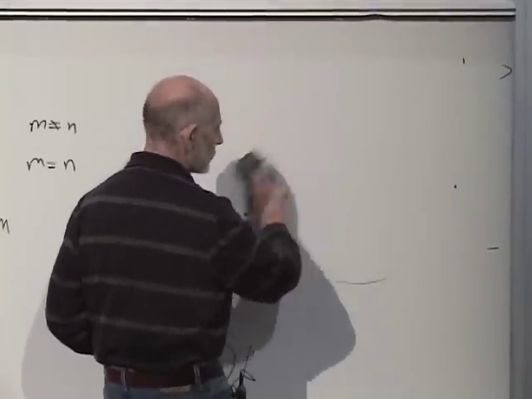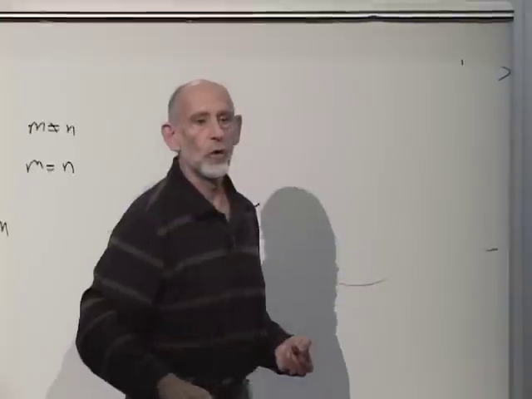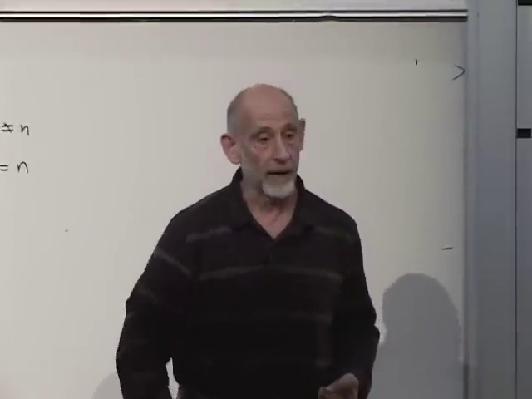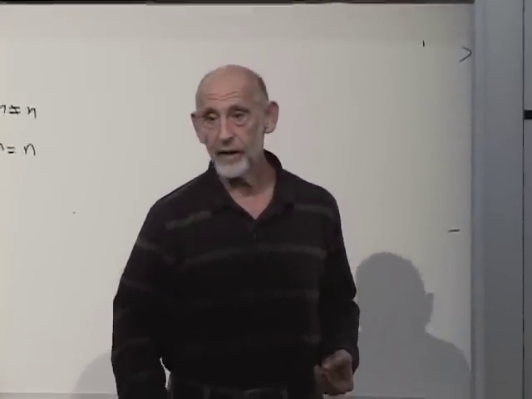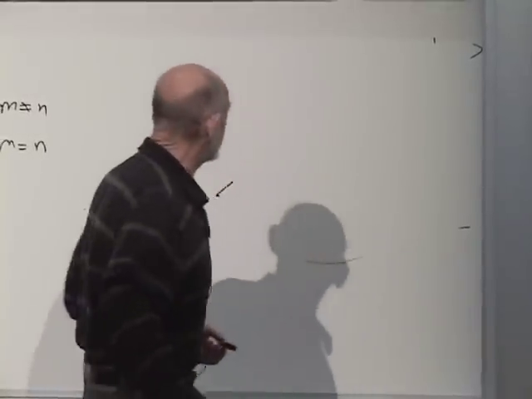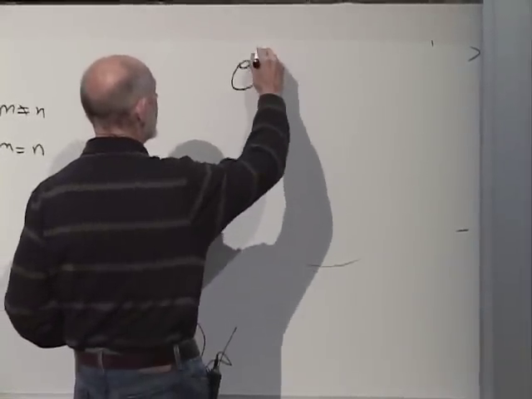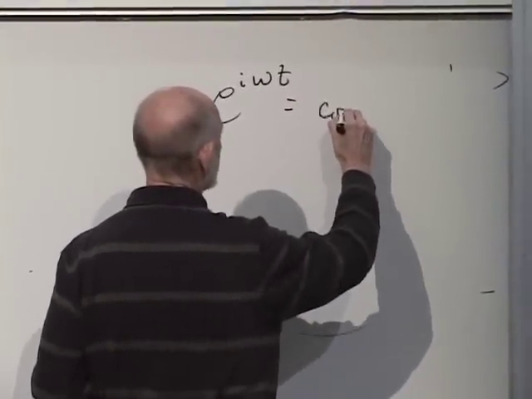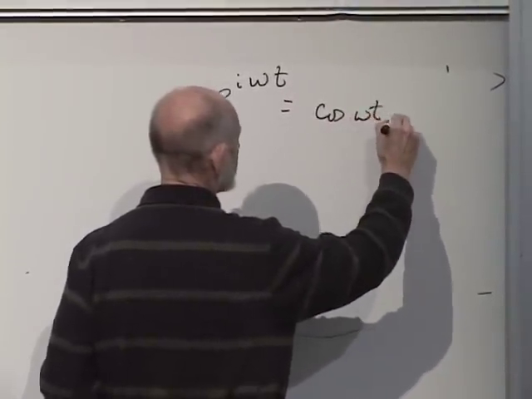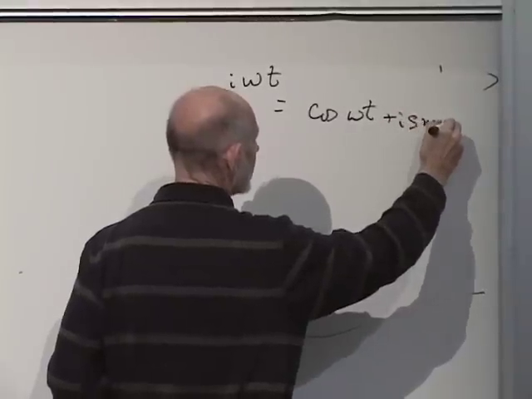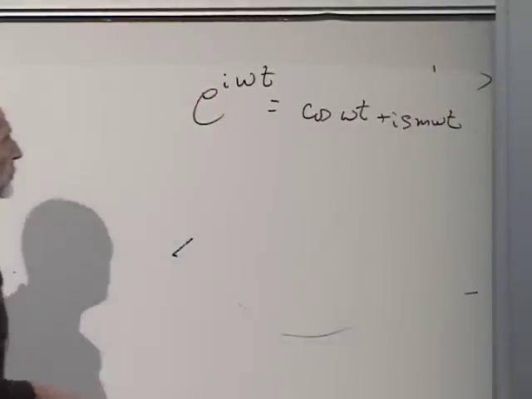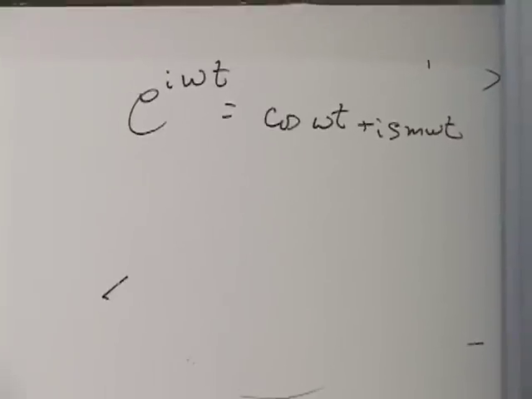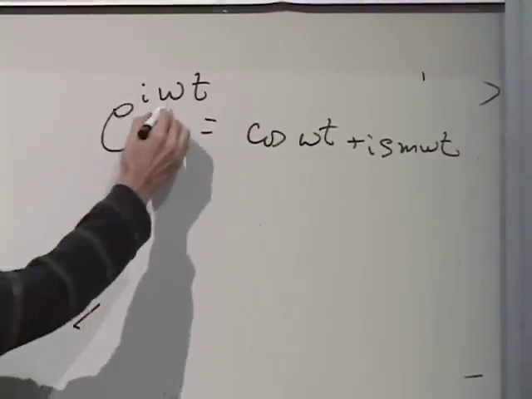How do I write the function that oscillates with frequency omega? e to the i omega t, which also happens, of course, to be cosine omega t plus i sine omega t. This is a function with a definite frequency. The frequency is omega.